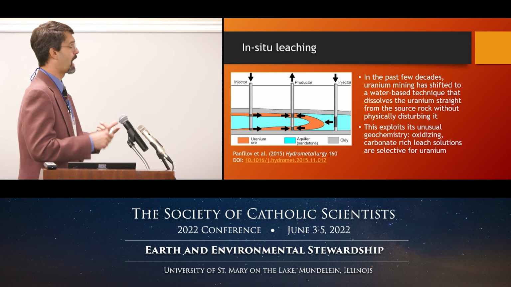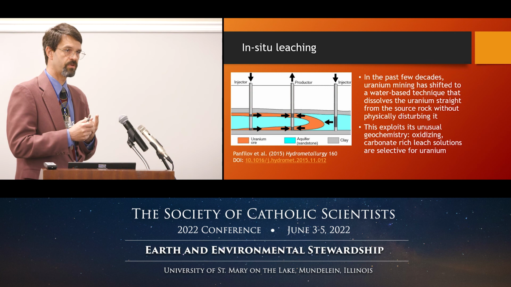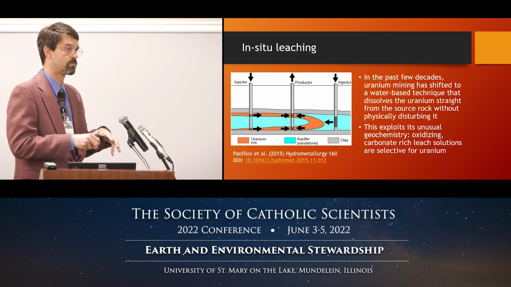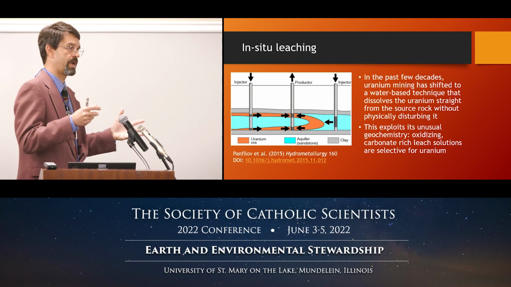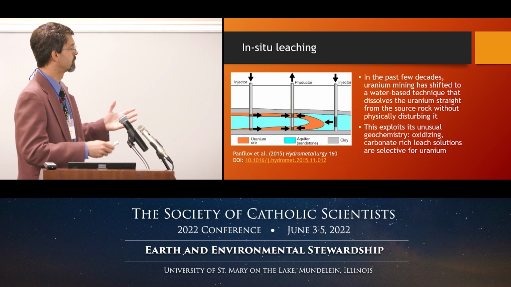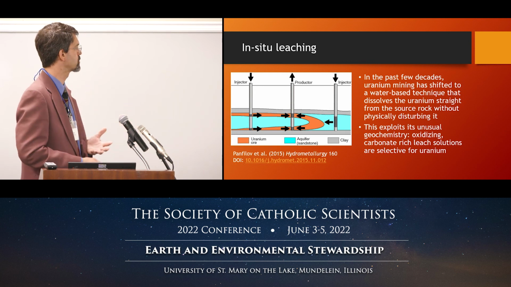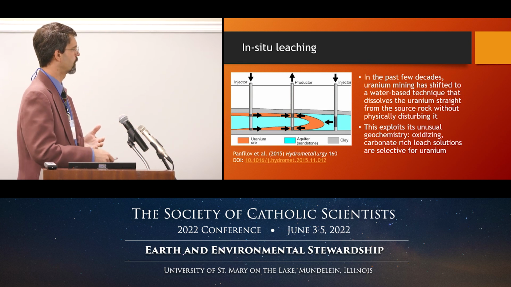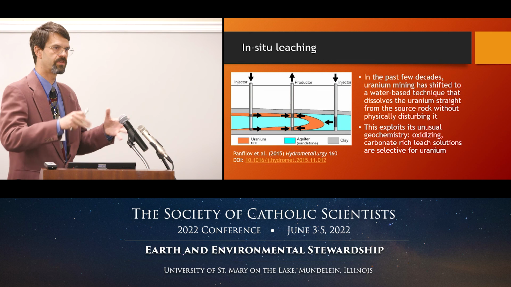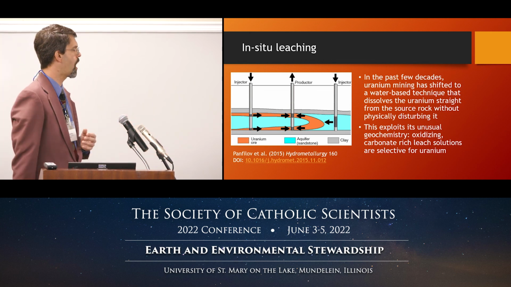In the case of uranium in particular, you can rely on uranium's bizarre geochemistry to help you. So if you inject an oxidizing, carbonate-rich liquid into the subsurface that is selective for uranium, the carbonate will dissolve uranium and not many other things, and then that pregnant liquor can be extracted at an extraction well, and hopefully you've set up your hydrology such that this uranium-rich liquid isn't just kind of floating free off into the aquifer.